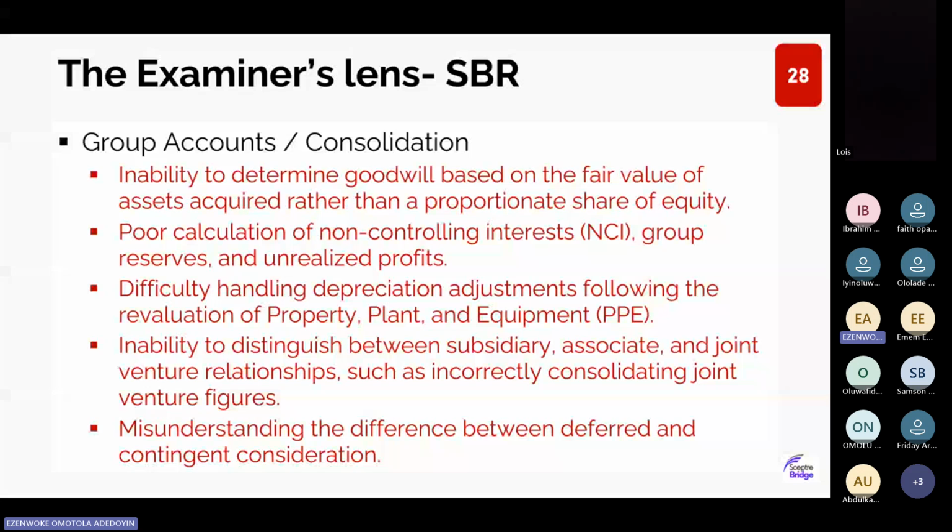And sometimes the purchase consideration might not be immediate cash. Sometimes these things are deferred, and sometimes it is contingent, right? So you should be able to tell: contingent means this payment will be based on certain factors being fulfilled. Deferred means it's going to be paid at a later time. You should be able to tell these differences.